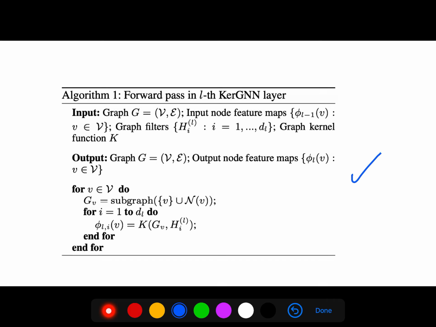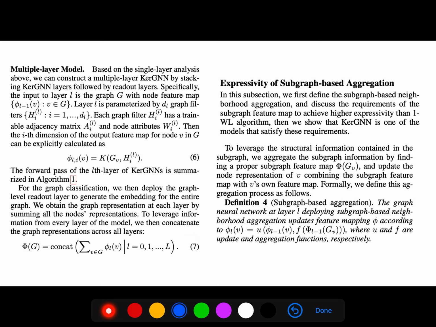So it's very simple. In the forward pass, you just calculate the kernel of the subgraph centered at node V and each of the D number of filters. So D number of filters, D number of times you should calculate this kernel to create this valuable feature. Then you can guess what happens next. You just concatenate them, and then now you have a representation for the graph. You can do it for graph classification.